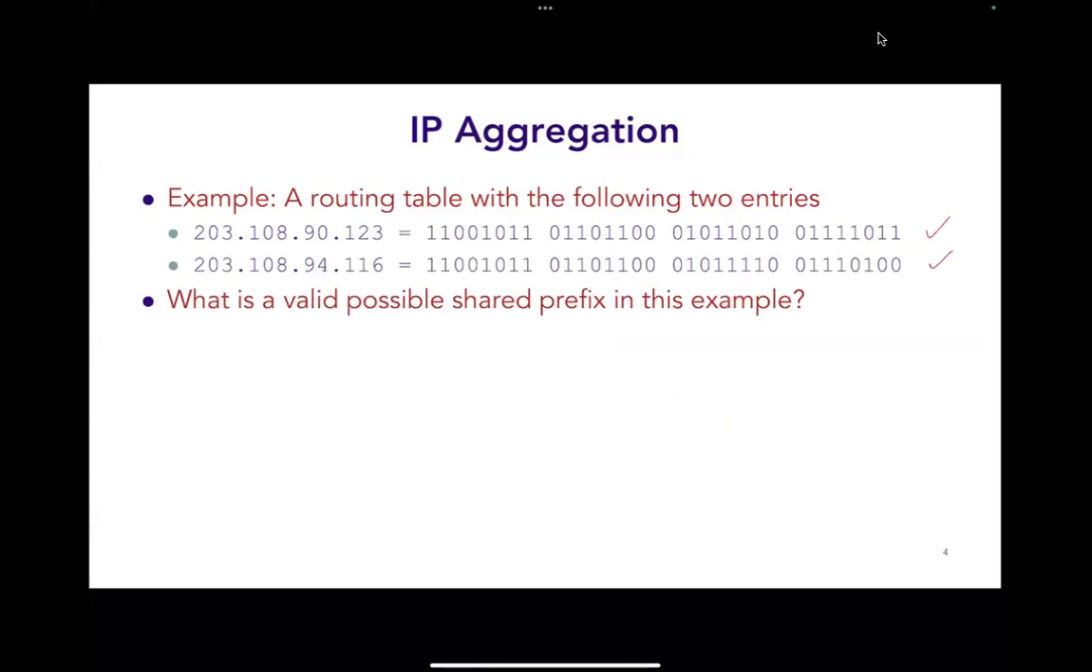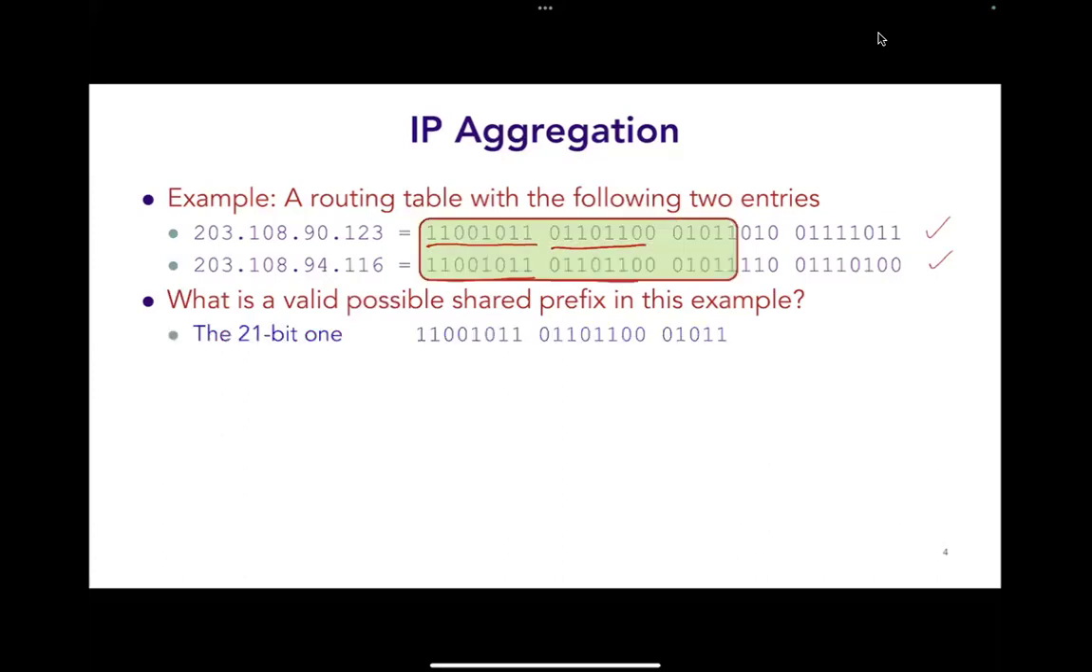If you look at the first several bits of both of these IP addresses, you will see the similarity between the bits. So first 8 bits of this IP address and first 8 bits of this IP address, they are common. The next 8 bits are also common, and you can continue this. So what is a valid possible shared prefix in this example?